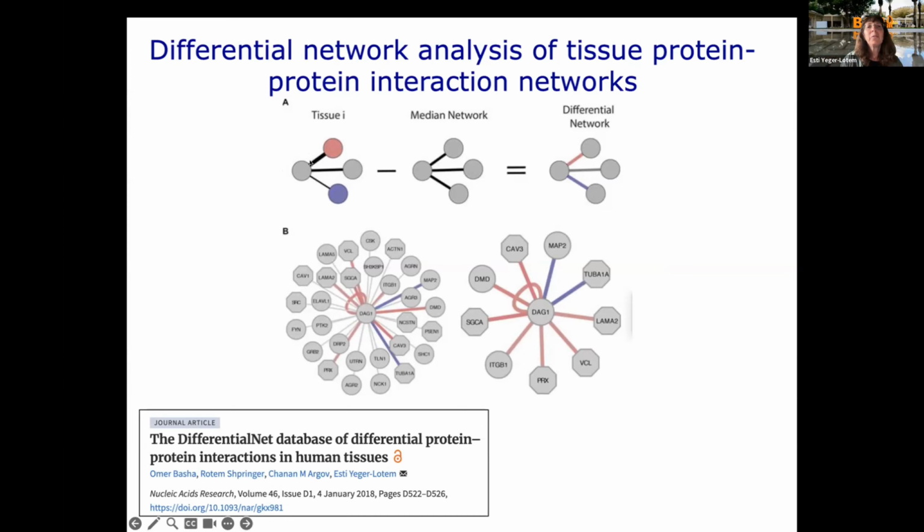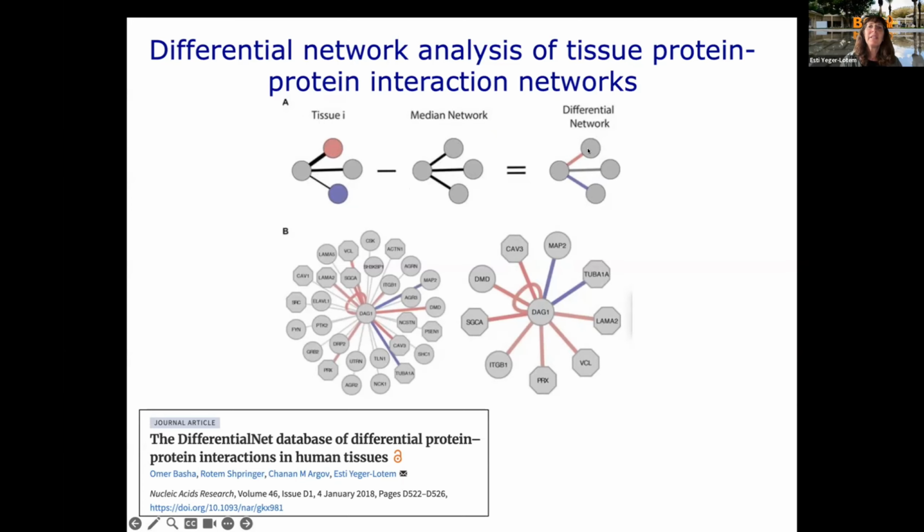Then we decided to add a weight to each of the edges. The weight would be a combination of how much one gene is expressed and how much the other gene is expressed. If they are highly expressed, the weight would be high. If one of them is lowly expressed, the weight would be lower. Now we wanted to make this view also differential, and therefore we computed what's called the median network. Here, every weight is the median over the weights across the different tissues. We then subtracted this median network from the network that represents a specific tissue, which leads us to the differential network of that tissue, tissue I.